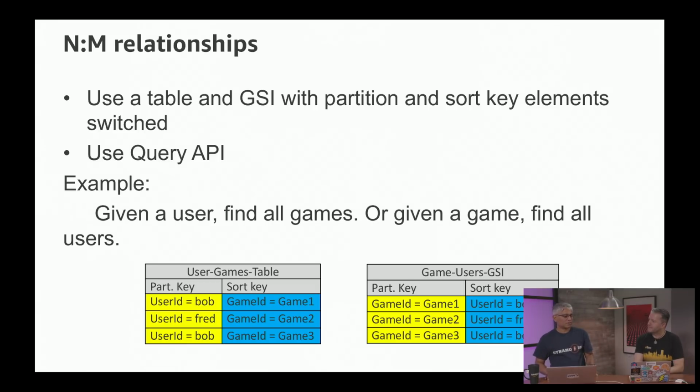In fact, we'll go through one of the examples going forward where we'll actually use a base table simply for keeping the item, and then a couple of global secondary indexes to look at the data in two different ways. The inbox example that we will walk through.